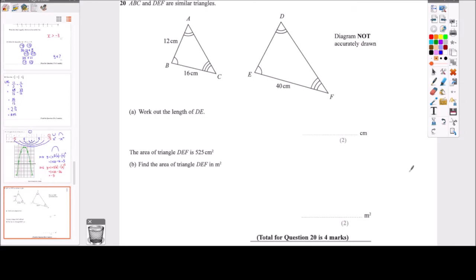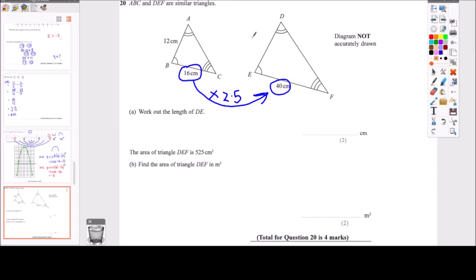Question 20. So here we've got similar triangles, which means that the lengths of the bigger triangle are proportionally the same amount bigger than the ones on the smaller triangle. So start off by finding the side that you have in common, which is obviously the bottom side, the 16 and the 40, and say to yourself, how many times bigger is 40 compared to 16? So to work out what we multiply 16 by to get 40, do 40 divided by 16, and we get 5 over 2, which is 2.5.